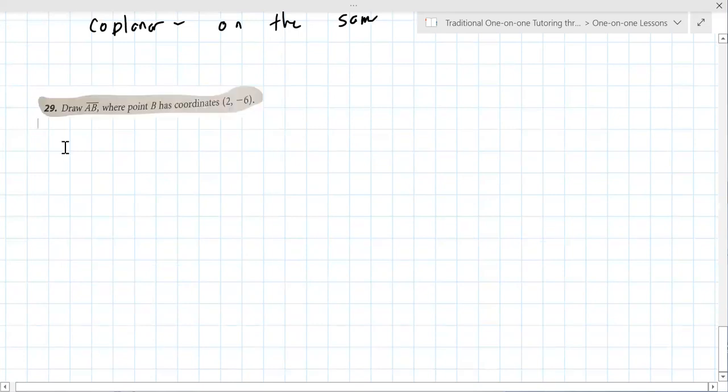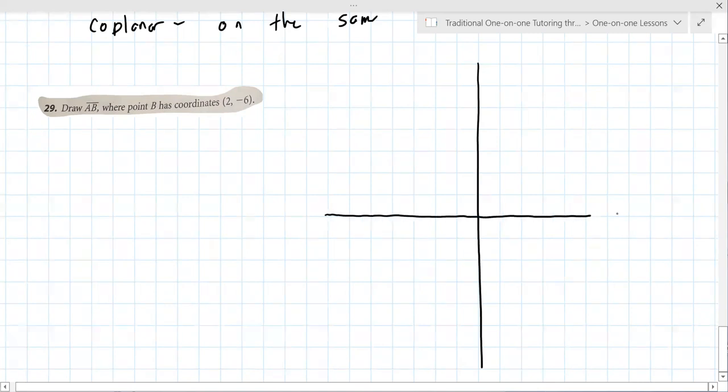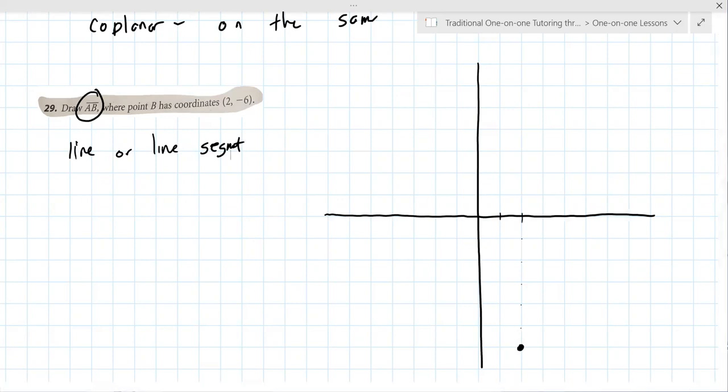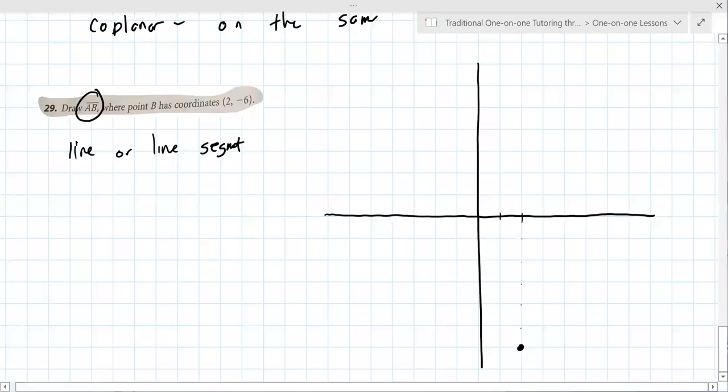Okay. So here is 29, and I'm just going to draw a coordinate plane here, my x, y axes. Actually, that didn't come out very good. Let's go with this one. It says, draw AB where B has coordinates 2, comma, negative 6. So I have to first draw B. So 2 and then down 6. 1, 2, 3, 4, 5, 6. Now, is this a line or is it a line segment? It's going to be a line segment, and it doesn't say where to draw A. So you can choose wherever you want.